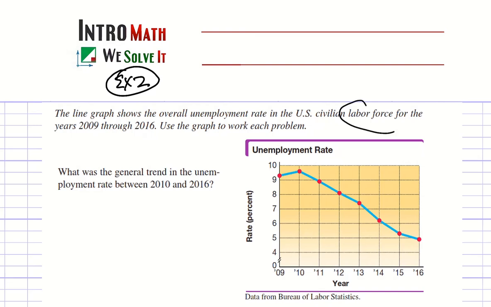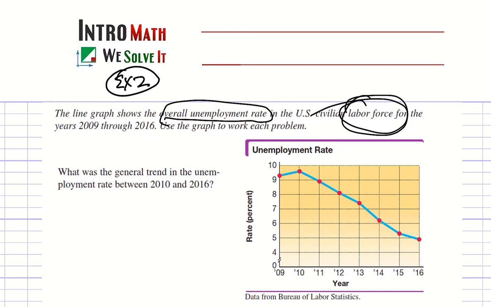When they mean labor force, labor force is people that are working. But it says the overall unemployment rate in the labor force. They want to know people that are not employed. That's called the unemployment rate. Okay, so between 2010 and 2016, what was the general trend in unemployment?